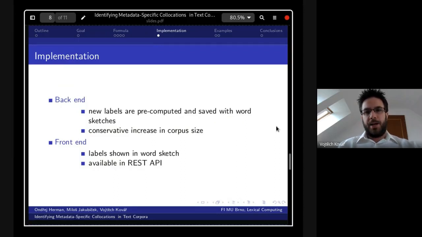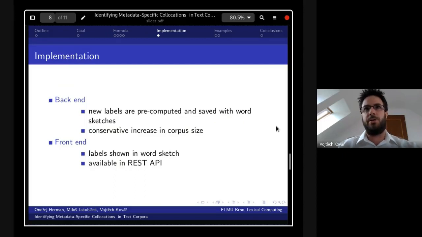The labels are indexed in the word sketch indexes, so they are created. The numbers and the labels are created when the corpus is compiled, and they are saved with word sketches. They present a conservative increase in corpus size on BNC with three text types. We measured something like 20% increase in corpus size. And at front end, we show the labels as discussed directly at word sketch collocations.